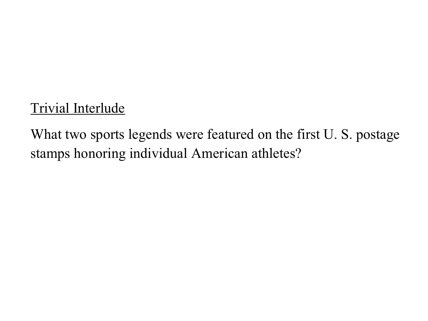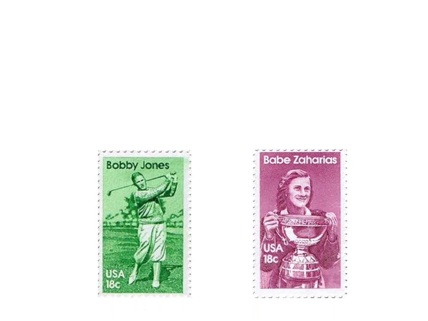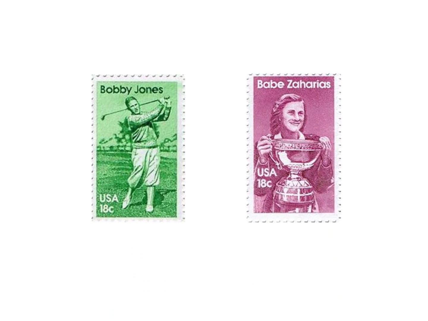What two sports legends were featured on the first U.S. postage stamps honoring individual American athletes? And this happened in 1981, the first time the U.S. Post Office put individual American athletes on postage stamps. They were 18 cents at the time. Bobby Jones and Babe Zaharias.